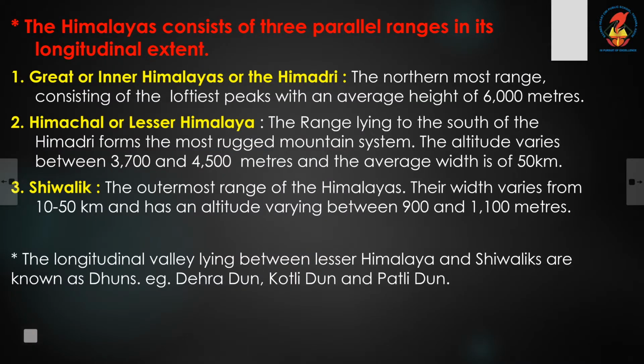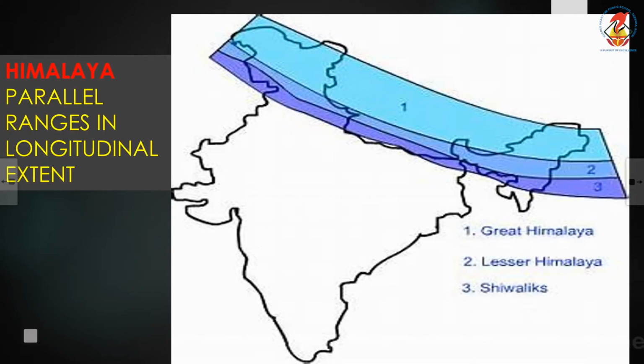Then we will go to the next part, that is the Himalayas. It consists of 3 parallel ranges in its longitudinal extent. You can see the Greater Himalayas, the Lesser Himalayas and the Shivaliks. I hope it is clear. On the longitudinal basis, the Himalayas are divided into 3.